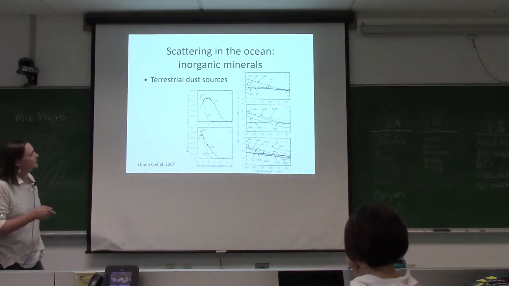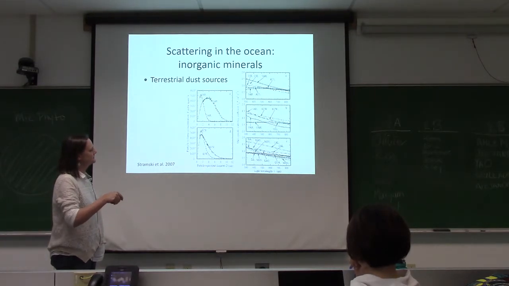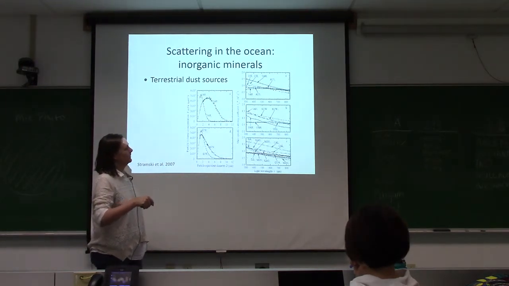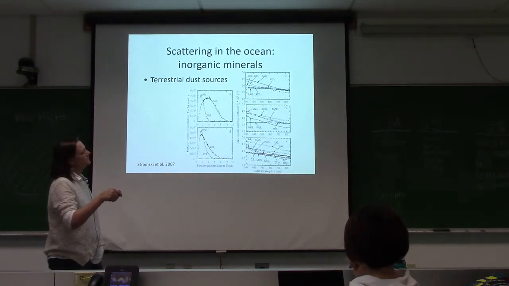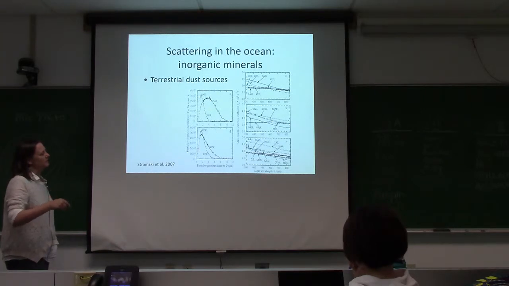And here's more work looking at terrestrial dust sources. These are the size distributions of various types of dust and the mass-specific scattering coefficients for all of these different things. You can see that there's a general slope from blue to green, and these are relatively small particle sizes.